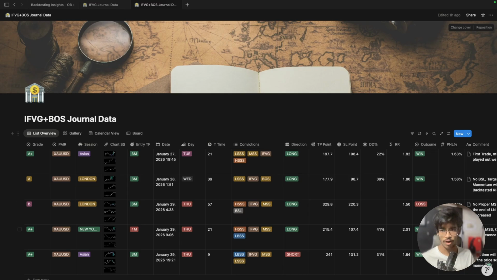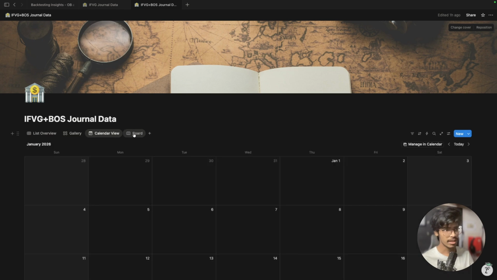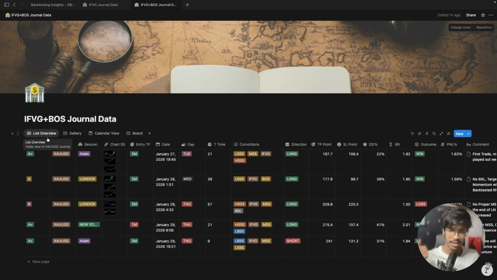First of all, you have all these things in the list form. Then there is another view, which is in the gallery form, and then the calendar view, which will show your trades, and then a board view. I will tell you the use of each and every view because each of these four views is very important for trying to understand your data. First of all, let's try to understand the list overview.